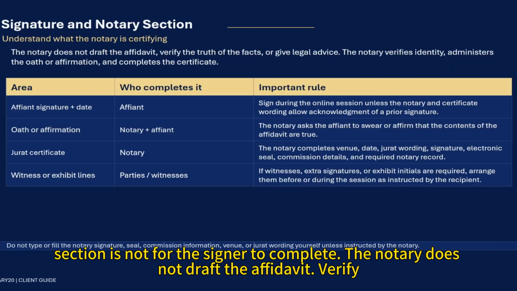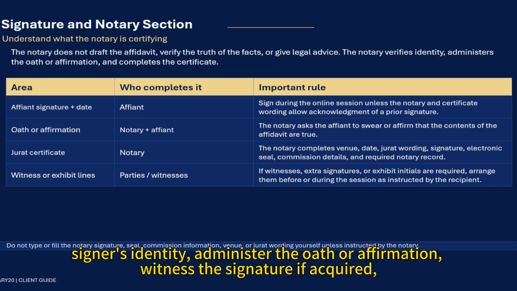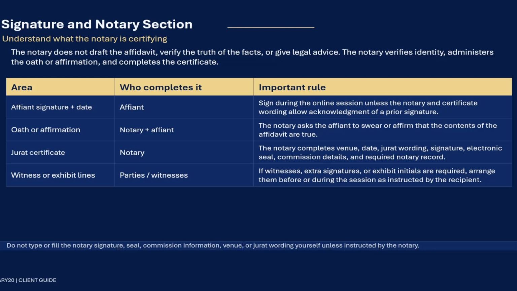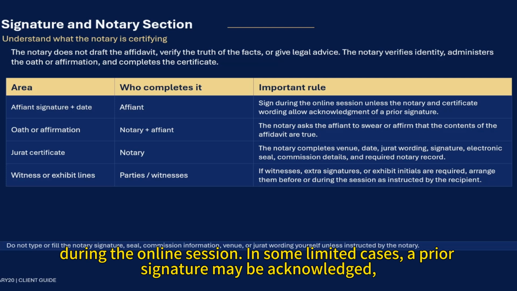The notary section is not for the signer to complete. The notary does not draft the affidavit, verify whether the facts are true, or provide legal advice. The notary's role is to verify the signer's identity, administer the oath or affirmation, witness the signature if required, and complete the notarial certificate. The affiant usually signs and dates the affidavit during the online session.